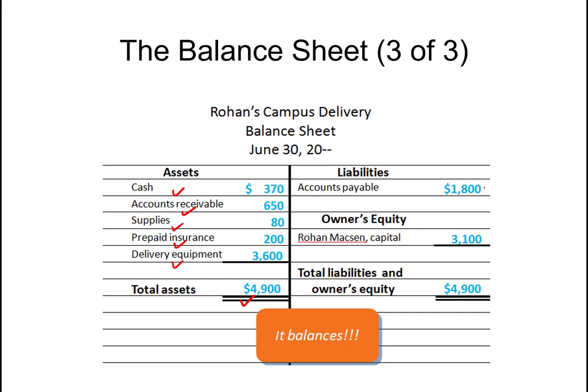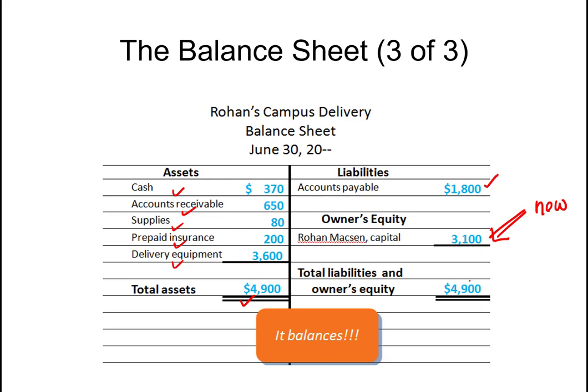Our liability is 1,800. And please be careful. Over here under owner's equity, we took the value from our statement of changes in equity. So this is the new owner's equity balance that comes from the statement of owner's equity. So liability is 1,800, and the owner's equity is 3,100. So the total liabilities and owner's equity is 4,900.